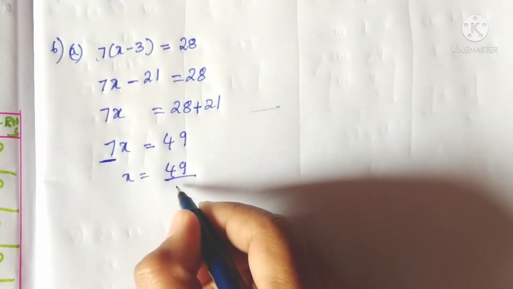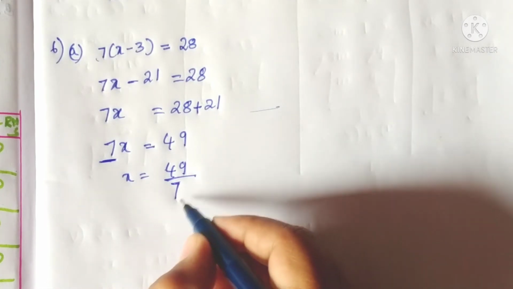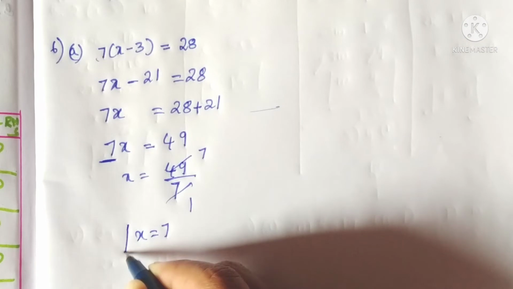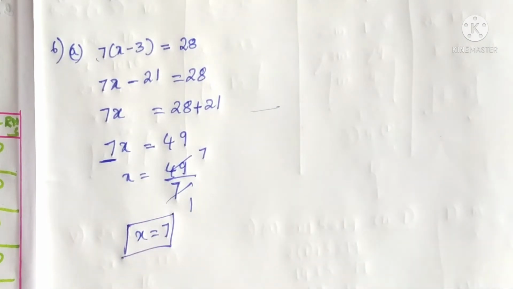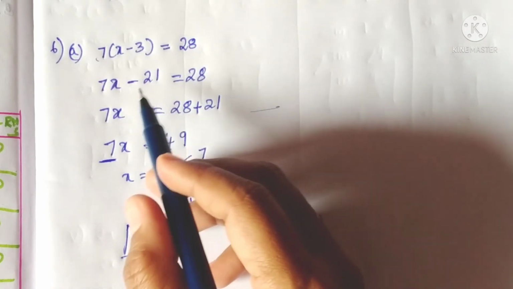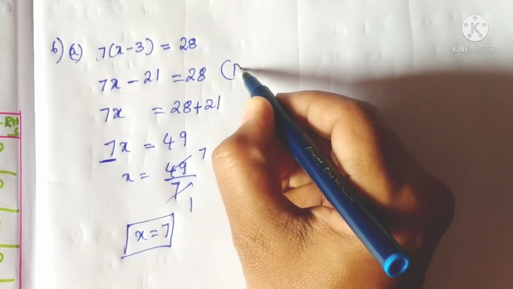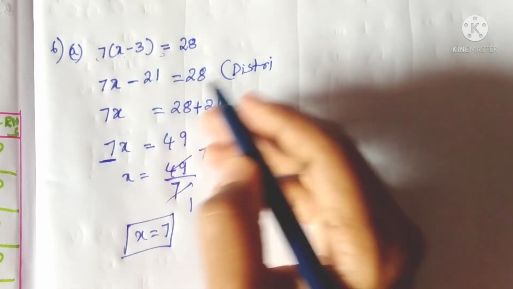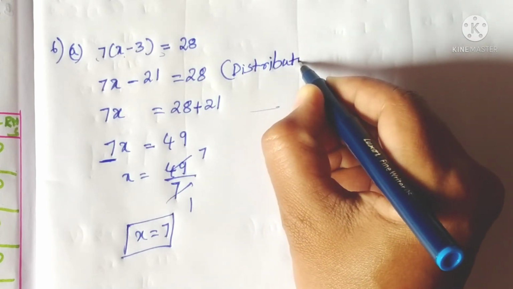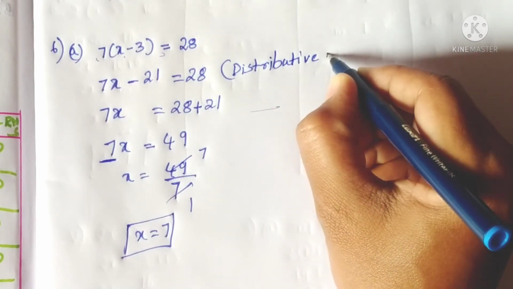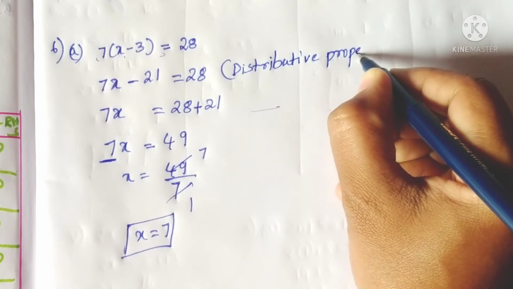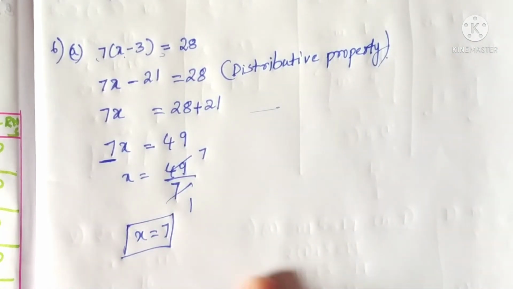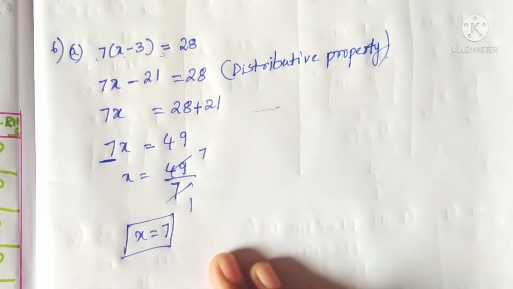Then x is equal to 49 by 7. Here it is in multiplication. If we transpose, it comes under division. 7 ones and 7 sevens. So x is equal to 7. Okay, so if you want, here you can write distributive property. We distributed this 7 to x and 3. Distributive property or distributive law, whatever it is, you can write.